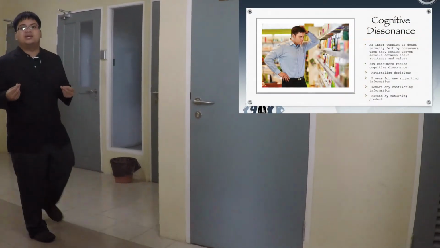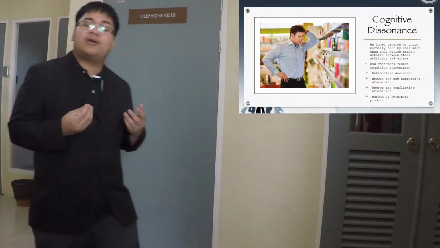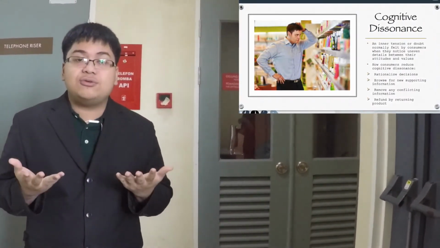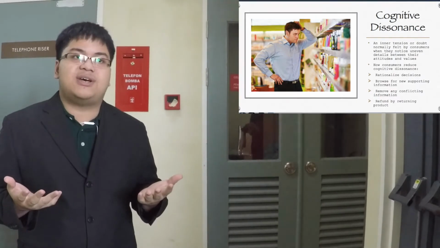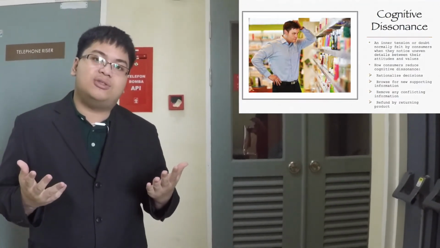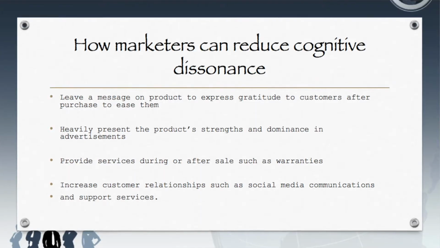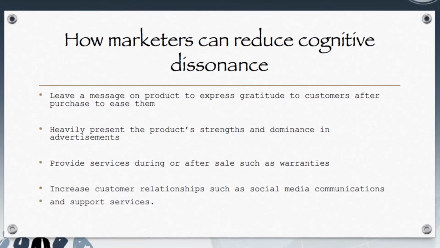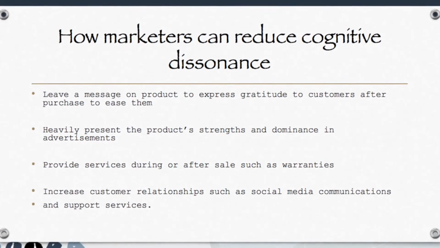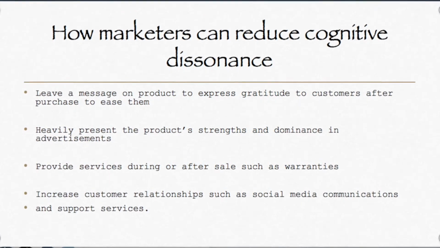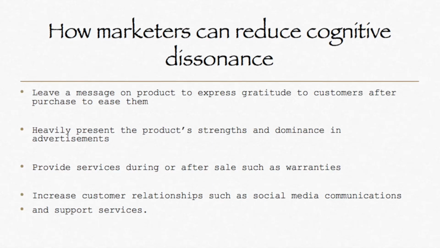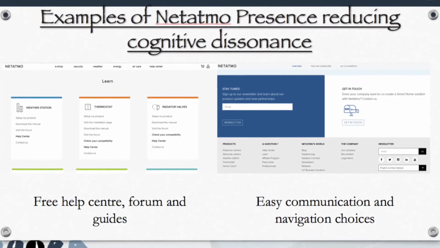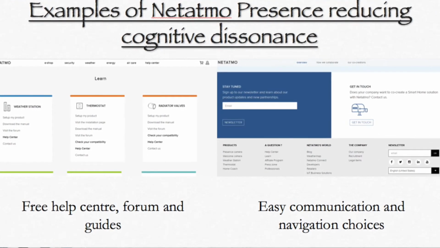Cognitive dissonance is an inner conflict felt by consumers when they spot inconsistent details between their values and the product details itself, making it harder for them to decide on their purchase. Marketers, in their perspective, can reduce cognitive dissonance by leaving messages on products to express gratitude to consumers after purchase, show more of the product's strengths and superiority in advertisements, provide services such as warranties, and increase customer relationship using social media.